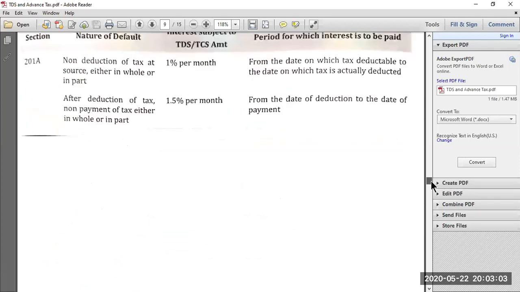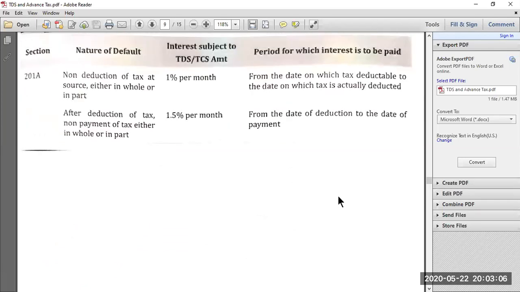Now again, in case of interest, if there is non-deduction of TDS at source either in whole or part, that means if you are making payment and you fail to deduct TDS either in part or whole, that means if you have not deducted any TDS at all, or if you have deducted TDS at the wrong rate, in both cases a simple interest of 1% per month will be levied.